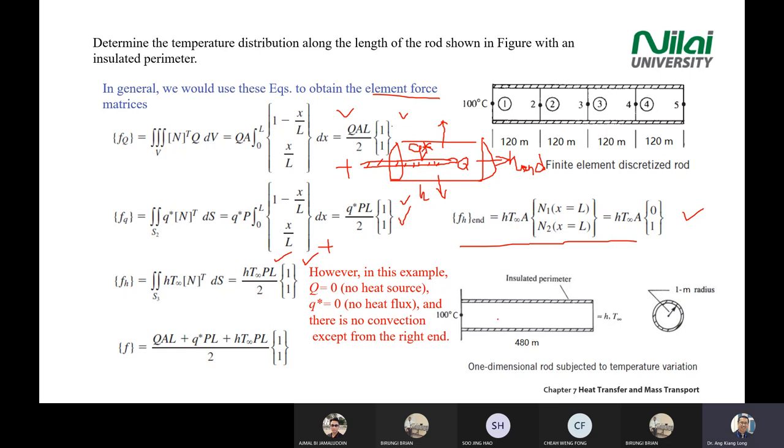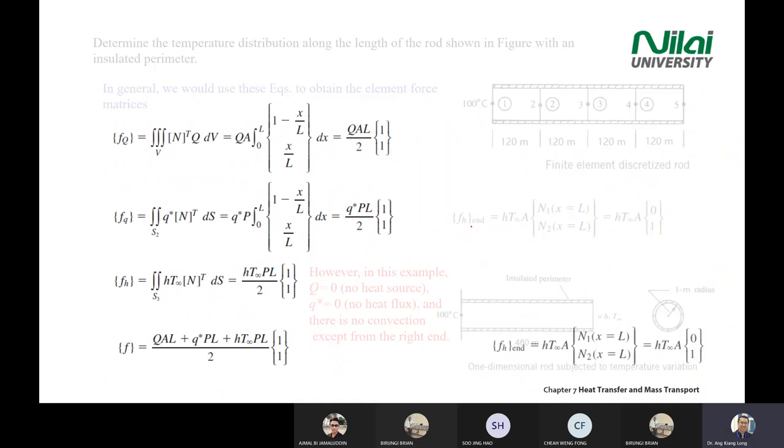However, for this tutorial, because there's no heat source, the first one you don't need. There's no heat flux. In this tutorial, we don't have a heat source, so Q we don't need to calculate. There's no heat flux, so the second equation we don't need to use. And since we have insulated around the body, around the rod, we don't need to calculate the convection. However, in our example here, the end is open, so we need to calculate the convection at the end. Okay, so bear this one in mind.